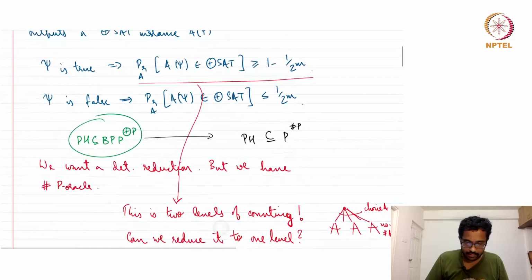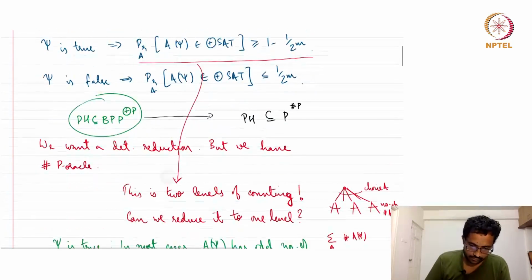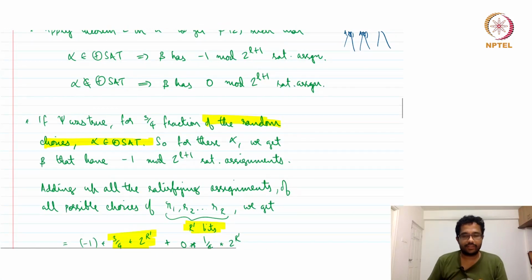And so that's a deterministic polynomial time machine with just one query to a Sharpe oracle. And that completes the proof of Toda's theorem.